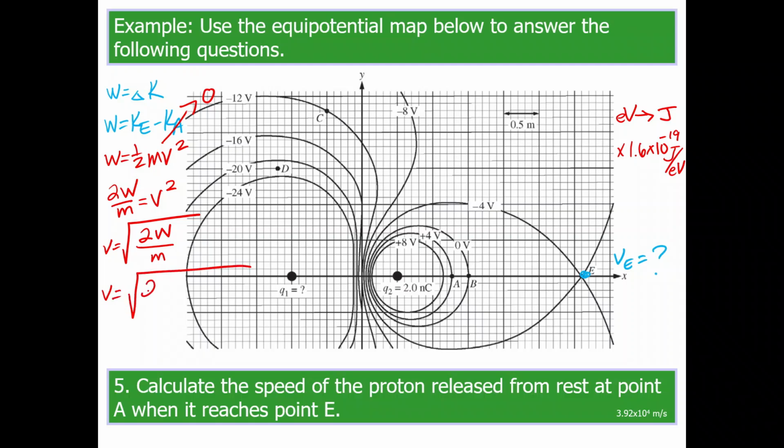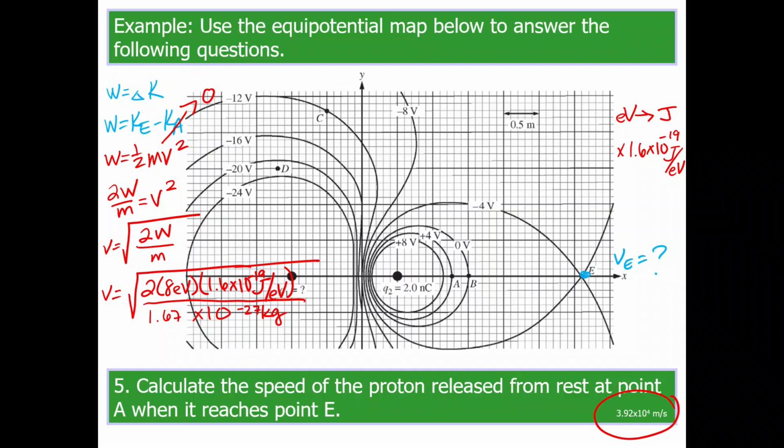And so when I plug in, I'm going to have to do 2 times my 8 electron volts times my 1.6 times 10 to the negative 19th joules per electron volt. And then I divide by the mass of a proton, which is 1.67 times 10 to the negative 27th kilograms. And when you plug that in, you should get about 3.92 times 10 to the 4th meters per second.